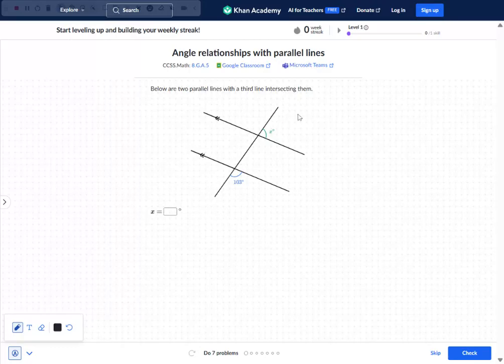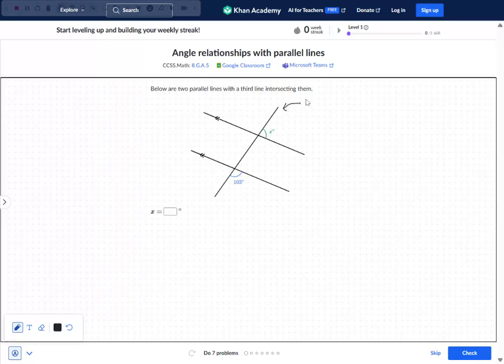And as we've learned, something fancy happens when that line intersects. And what this line is called, sorry, I was missing my pen. This is called our transversal line. So it's transversal, it's transversing, it's cutting through, intersecting these two parallel lines. So our goal is to figure out what is x when they give us this measurement.